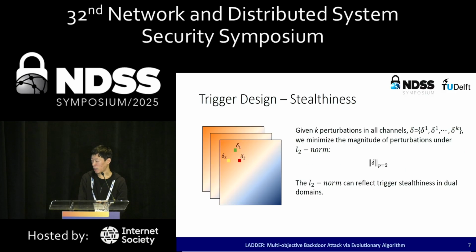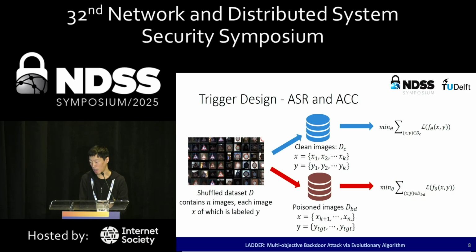The second objective is stealthiness. We consider stealthiness in dual domains, the spatial domain and the spectral domain. In particular, we use the Lp norm to restrict the trigger perturbations, and we use p equals 2 because we observe that the L2 norm of the trigger perturbation in the dual domains is consistent. And meanwhile, we guarantee the attack effectiveness and the functionality.